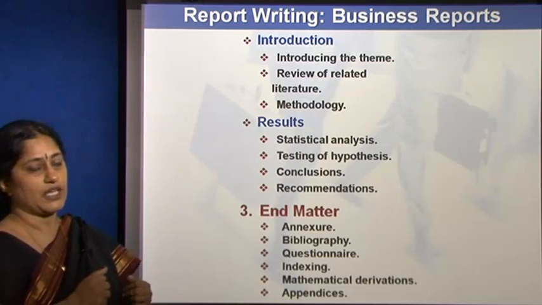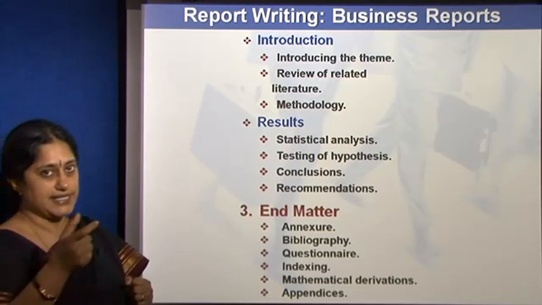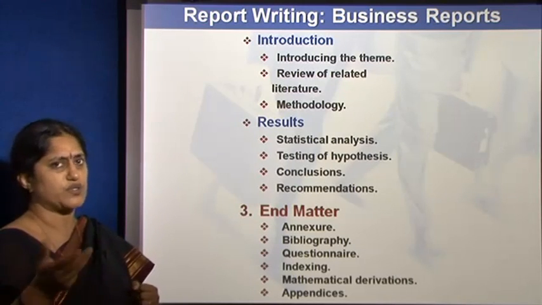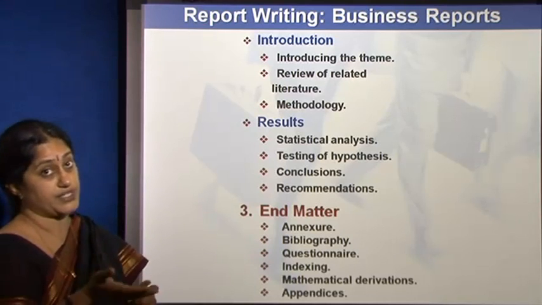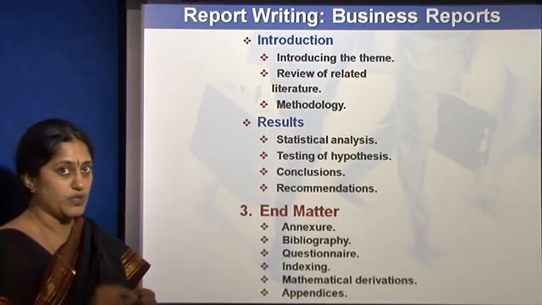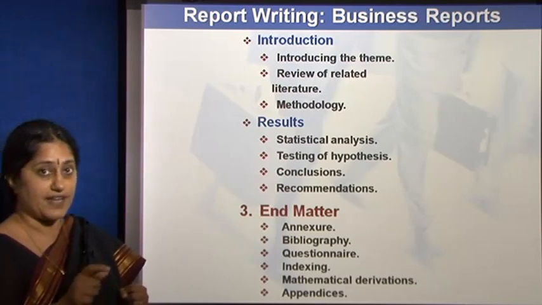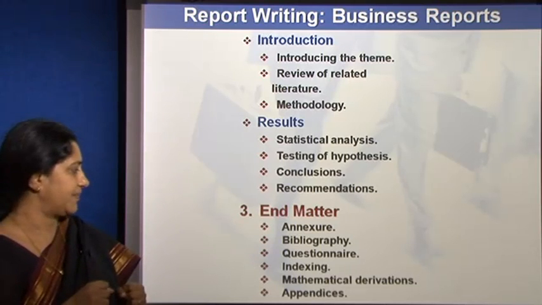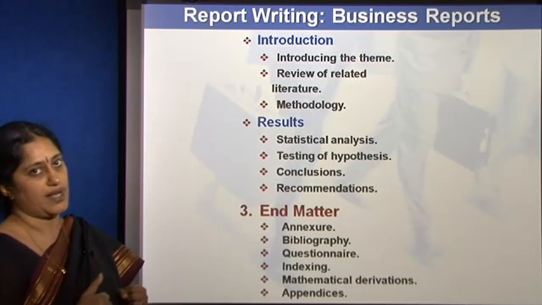Bibliography, the list of works which have been used, which we have seen in most textbooks. Questionnaire, if surveys have been done, what questionnaire has been used. Indexing, so that we know which page has what. Mathematical derivations, if any, which have been used. Appendices, if any appendices are included, then those also have to be there.